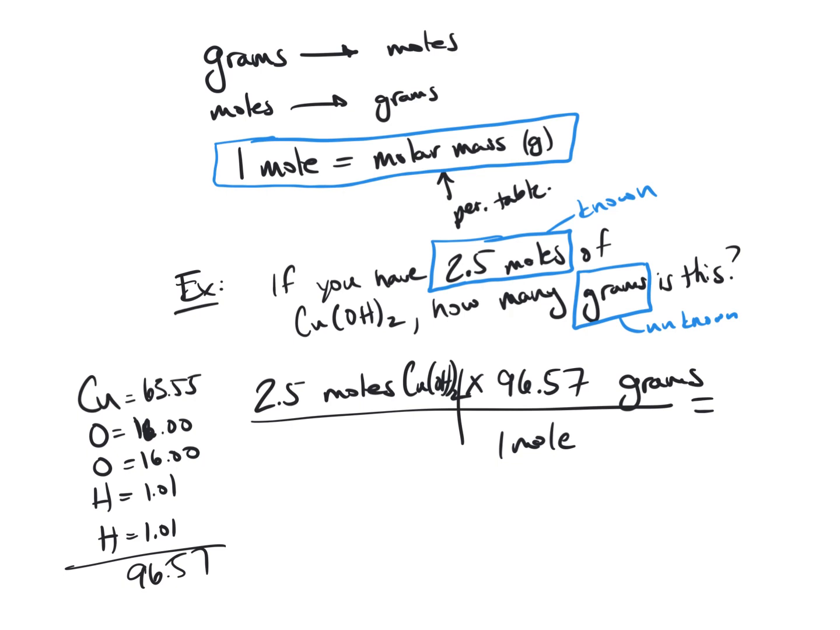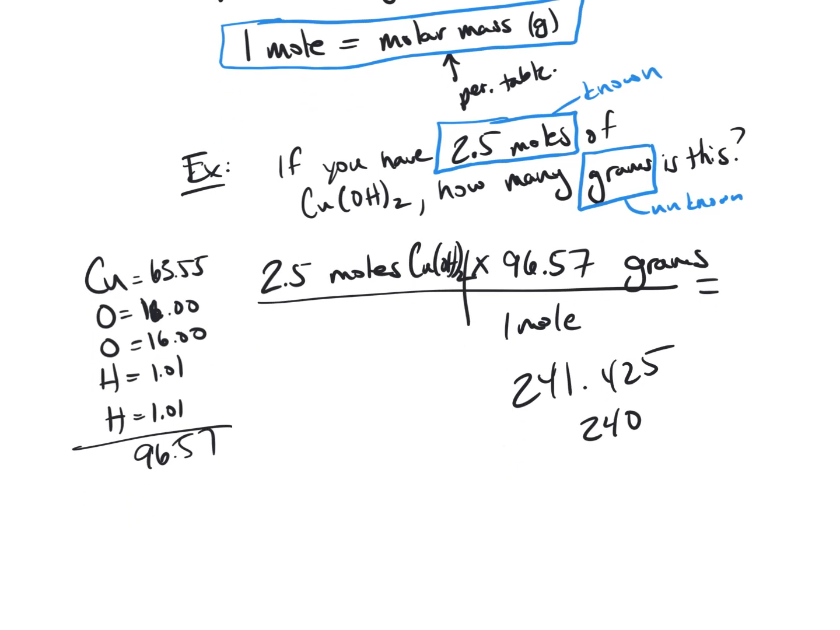So we have 2.5 times 96.57, and that gives us an answer of 241.425, which is way too many significant figures. This is 2 sig figs right here. So I have to round this off to 2 significant figures. I can do it 2 ways. I could just round this down to 240, which is 2 significant figures, or I can put it in scientific notation and call it 2.4 times 10 to the second grams. Both of those are acceptable answers.